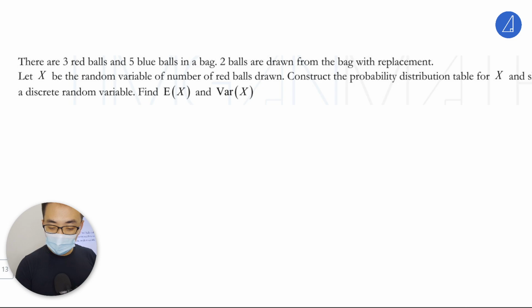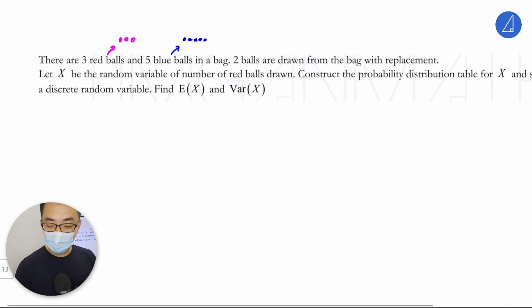If you have 3 red balls, and then 5 blue, so 2 balls are drawn from the bag with replacement. With replacement means that you cannot use shoes. Just remember that you can't use shoes for with replacement.